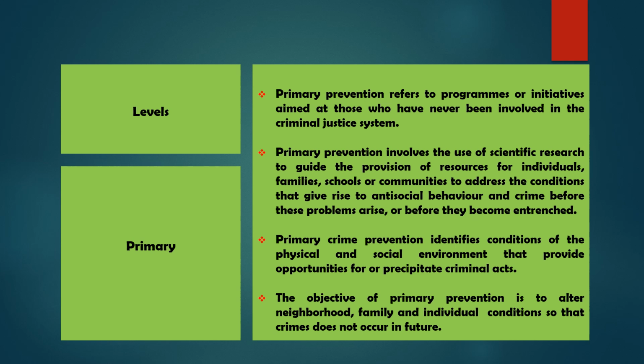So primary crime prevention focuses on identifying conditions in our physical and social environment that provide opportunities or that precipitate criminal acts. The objective of primary prevention is therefore to alter neighborhood, family, and individual conditions so that crime does not occur in future.